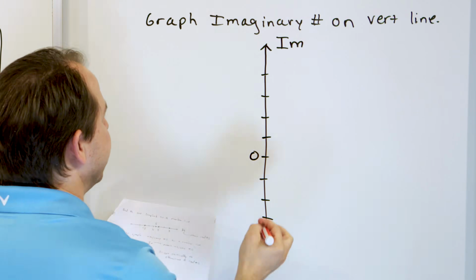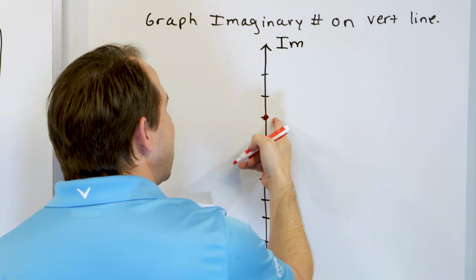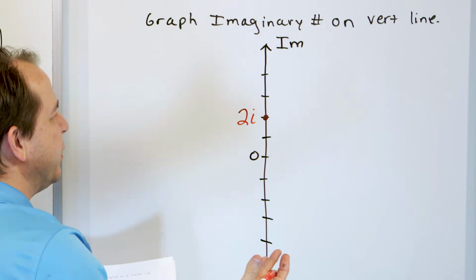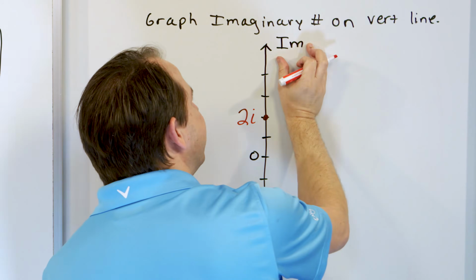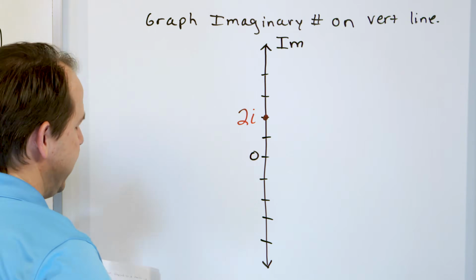So let's plot a couple of numbers. So here's 1, 2. But this is not 2. This point is not 2. This point is 2i, because this is not a number line with real numbers. It's a number line only of imaginary numbers. And this is not the number 2. This is number 2i, right?